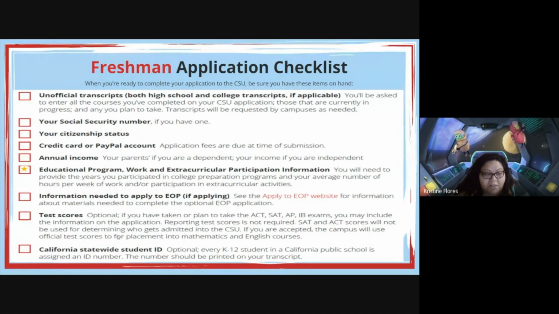Okay, and then you're also going to want to know your California State Student ID. So this information here that I'm showing you guys, we're going to go over it step by step with you guys right now. So this is just kind of like a checklist.